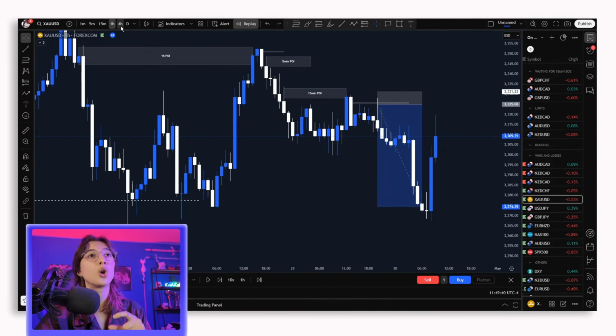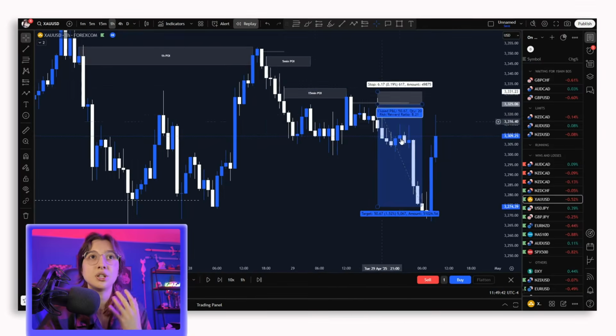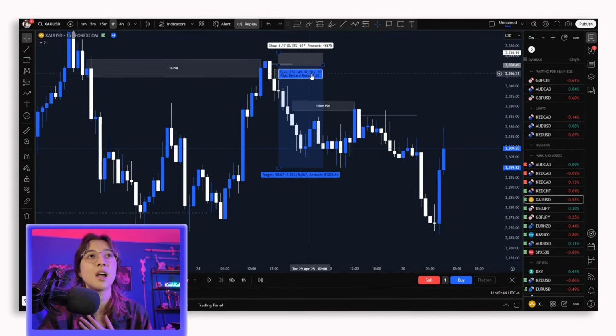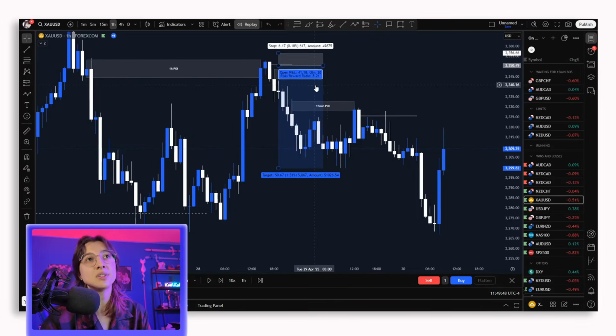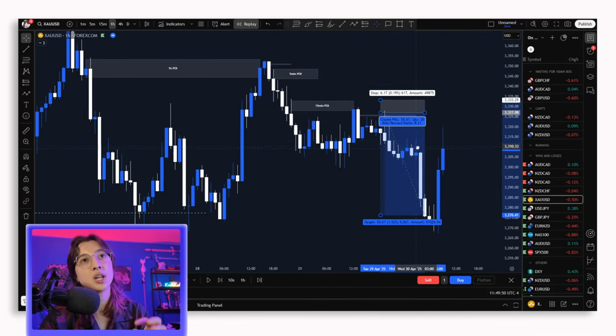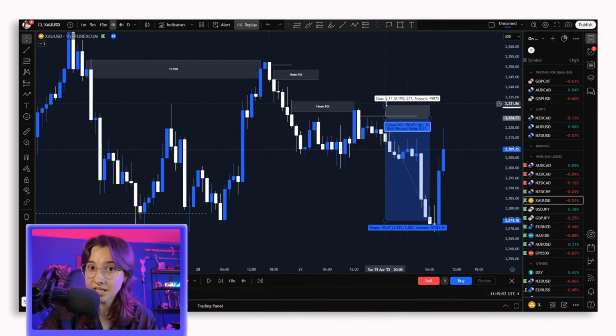So this was a more advanced trade, because usually, you know, I do the type of trades where we take the most extreme POI and that's it. But sometimes you need to follow the price action, and this is just a more advanced setup.